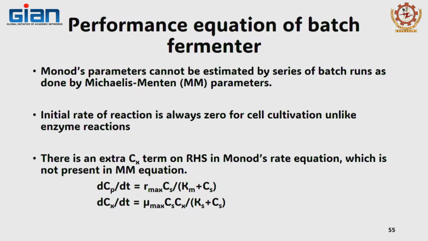Okay, so performance of the equations for the batch fermenter. Monod's parameter cannot be estimated by a series of batch runs as done for Michaelis-Menten constant parameters. So, initial rate of reaction is always 0 for cell cultivation, unlike enzyme reaction. So, there is an extra Cx term because when you are looking at the cell and when you are looking at the product, the difference is the Cx term, which is always there, because mu is 1 by x dx by dt, right. So, that is where it will come.